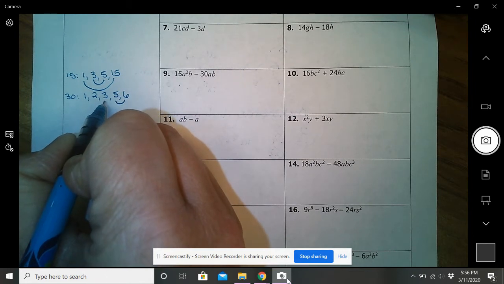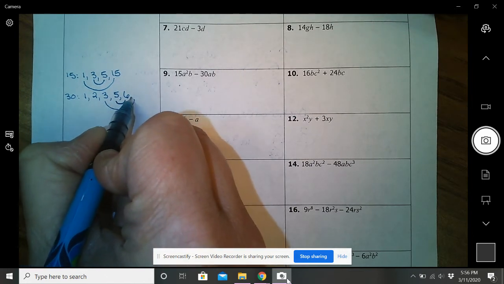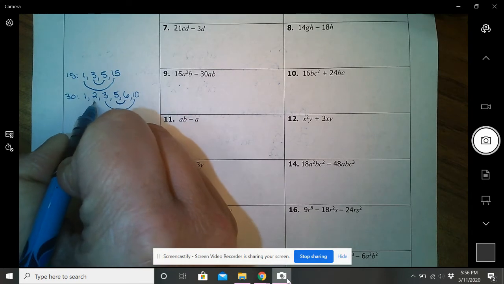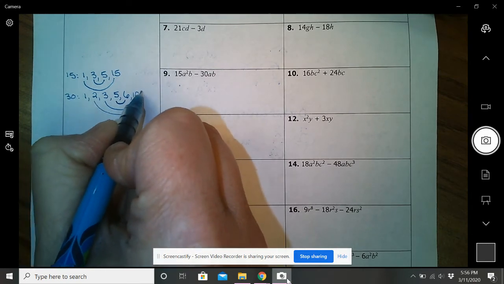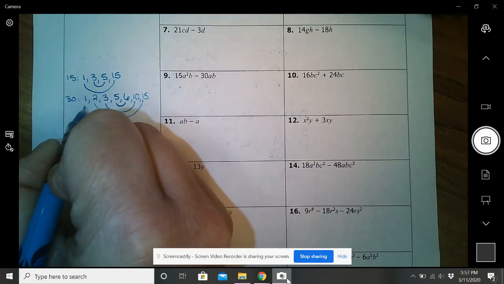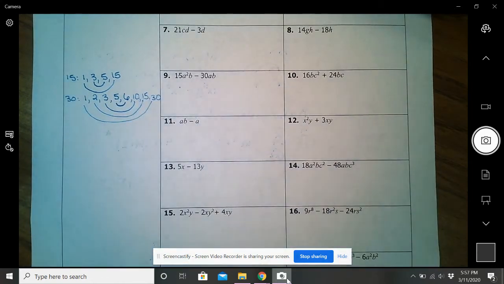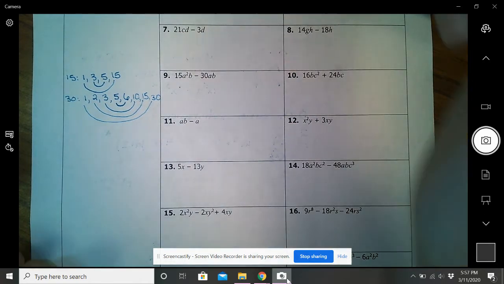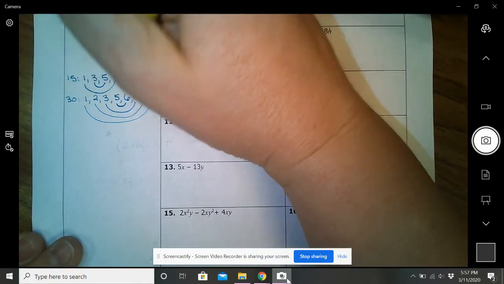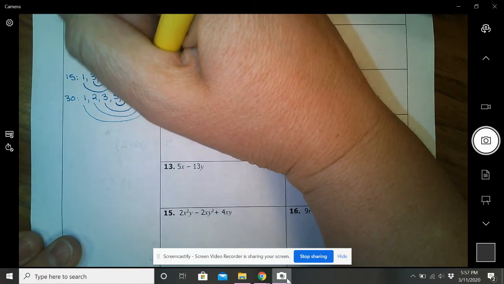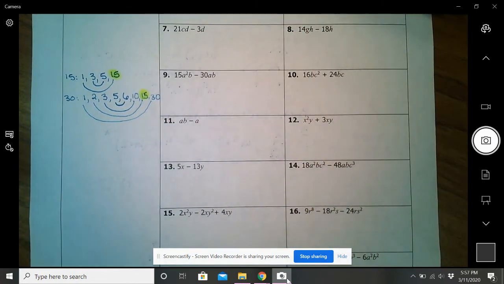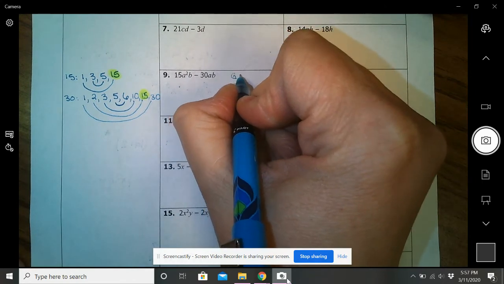Let's get the second pair. 3 times 10 is 30. 2 times 15 is 30. And 1 times 30 is 30. So the greatest common factor is the largest number in both lists, which is 15. I can divide 15 and 30 by 15.